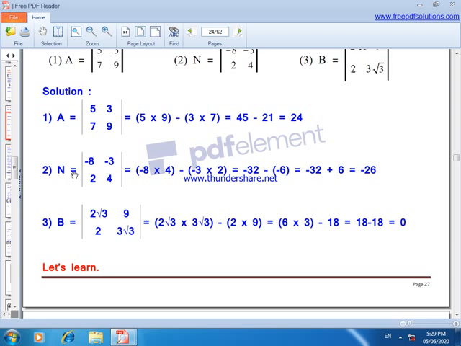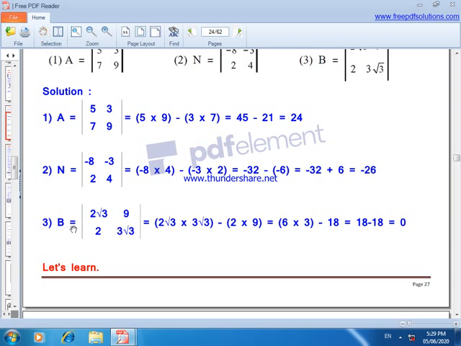Now the next example, N is equal to minus 8, minus 3, 2, 4. Again cross multiply these values. So minus 8 into 4 minus 3 into 2. Minus 8 4s are minus 32. Minus sign will be as it is. Minus 3 2s are minus 6. This minus minus will become plus. So minus 32 as it is, plus 6. Minus 32 plus 6 is equal to minus 26.